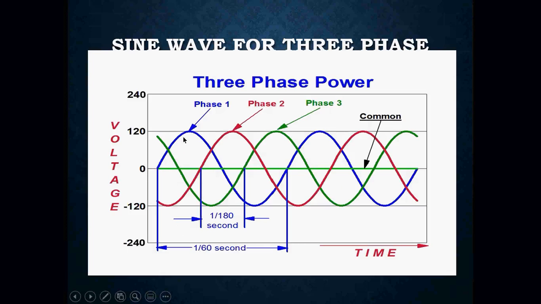Okay, so here's your phase one, this blue one. It's going from positive to negative 60 times in 1 second. Here's your phase two, which is out of phase with the first phase. They do not ever cross. Once they pass this line, which we call the common, that's where it alternates from positive to negative. But since we have three legs of power on there, they do not ever cross each other at the exact same time.